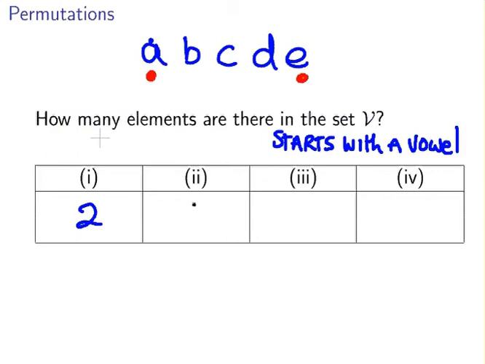After that, we have as many options as we had previously. We had 5 options for the second. We could pick any letter. 5 options for the third. We can pick any letter. And 5 options for the fourth. Again, we can pick any letter. So how many options do we have altogether? We have 250. How many elements are there in the set V? We have 250. There are 250 ways of making a code that starts with a vowel.